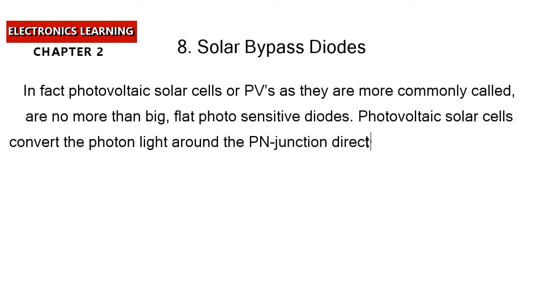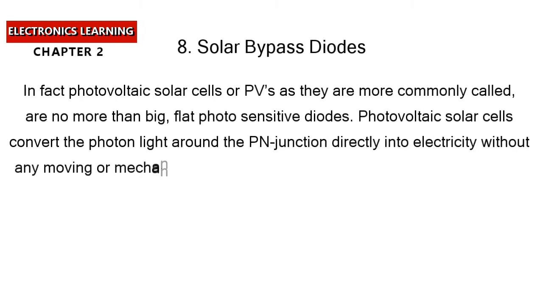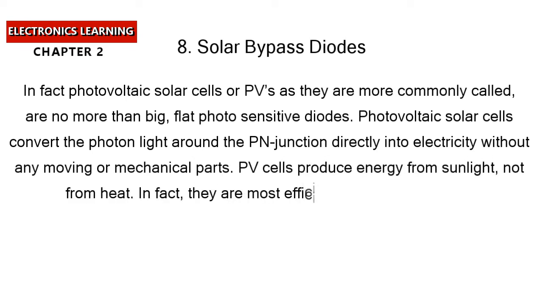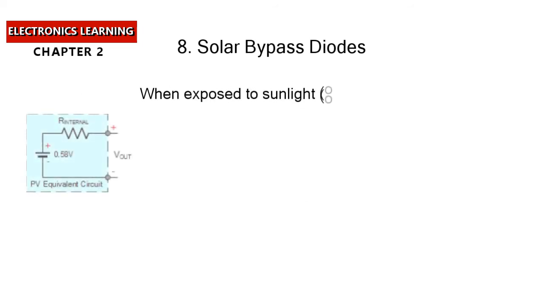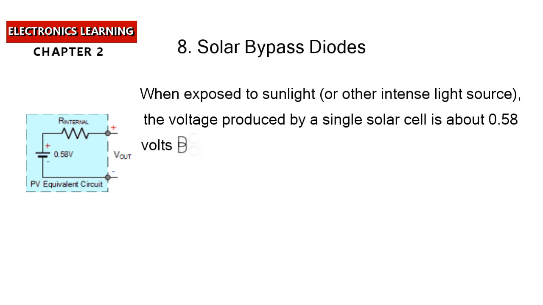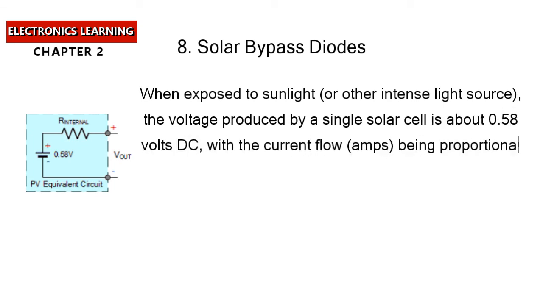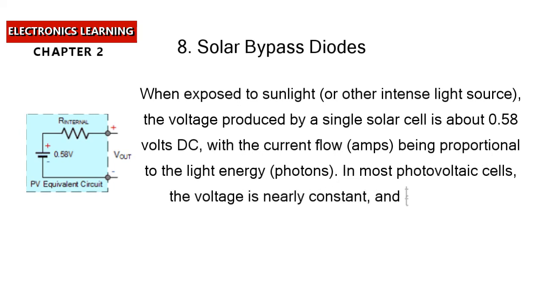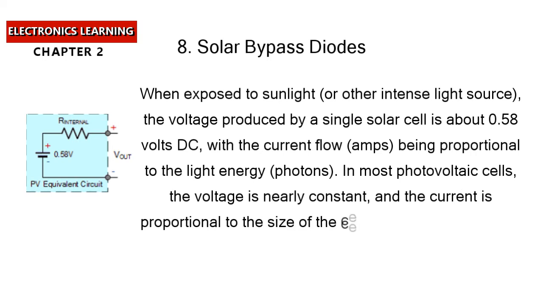Photovoltaic solar cells convert the photon light around the p-n junction directly into electricity without any moving or mechanical parts. PV cells produce energy from sunlight, not from heat. In fact, they are most efficient when they are cold. When exposed to sunlight, or other intense light source, the voltage produced by a single solar cell is about 0.58 volts DC, with the current flow, amps, being proportional to the light energy, photons. In most photovoltaic cells, the voltage is nearly constant, and the current is proportional to the size of the cell and the intensity of the light.